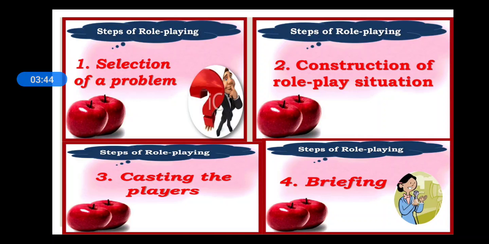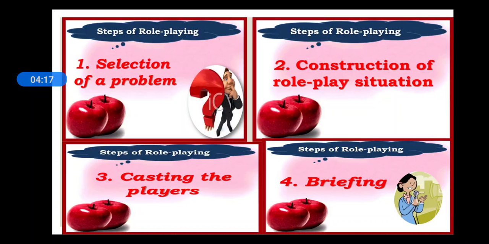So number 1 is identifying a problem, or selection of a problem. It means you have to decide exactly what you want yourself or the group to learn from the episode. Number 2 is construction of the role play situation. In this step, you have to design the situation to fit the objectives you want to achieve. Number 3 is casting the players. Here you have to sketch out clearly the type of people involved.